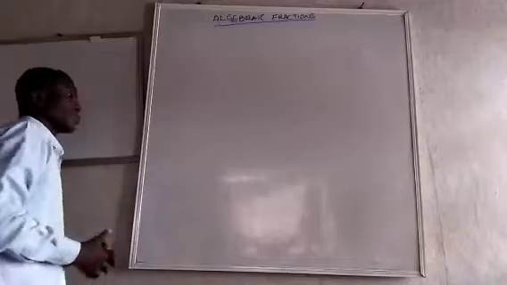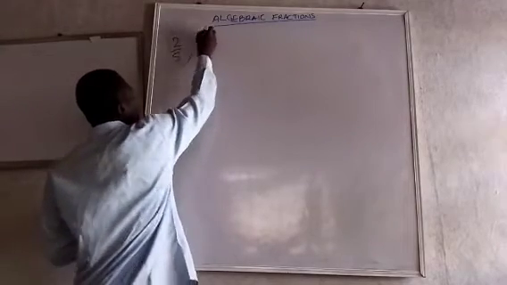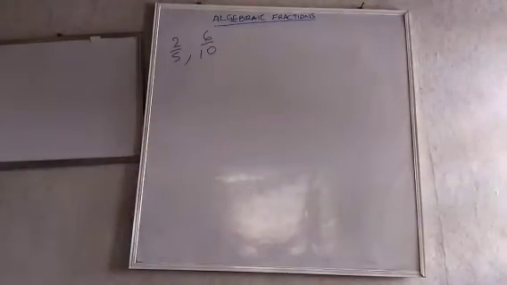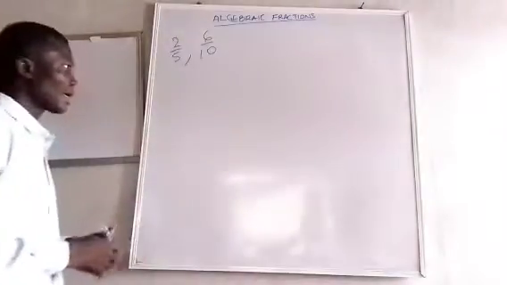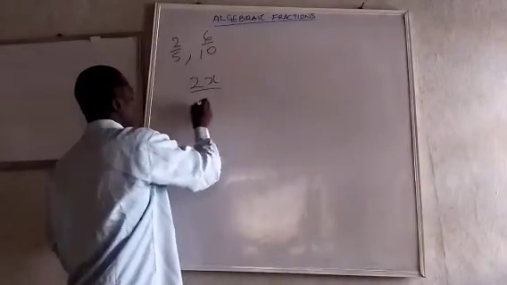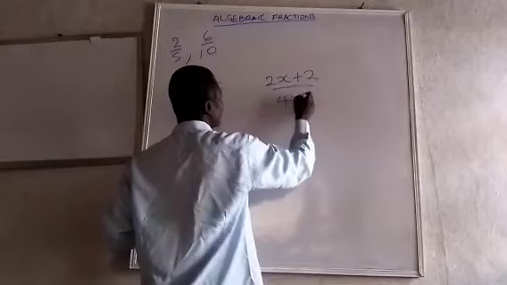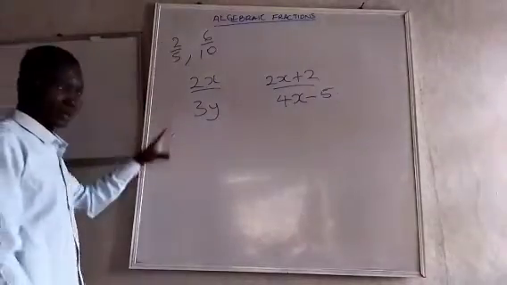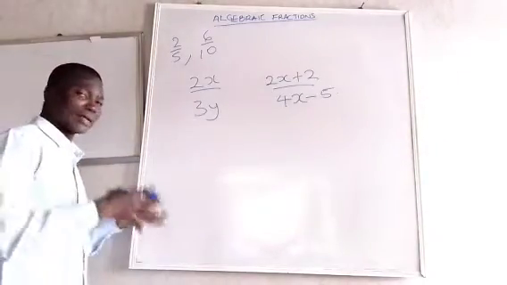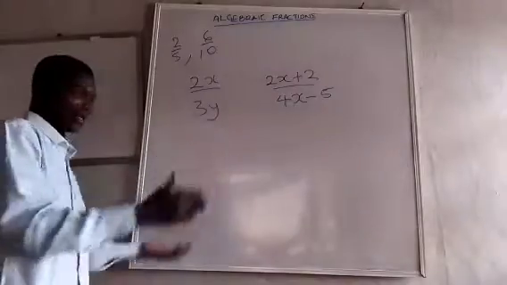Algebraic fractions. What do we mean by algebraic fractions? Normally, we have fractions where numbers are involved, like 2/5, 6/10. But when we are talking of algebraic fractions, we are talking about algebra in fraction form, like 2x/3y, or (2x+2)/(4x-5). You can have it in various forms, but under algebraic fractions, we'll be able to simplify it to the simplest form, and there is the possibility of getting values for x, y, or any other variable in the fraction.